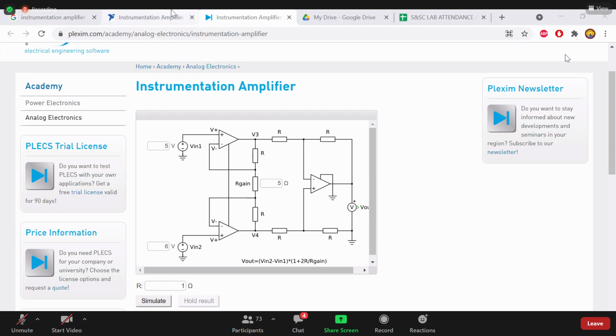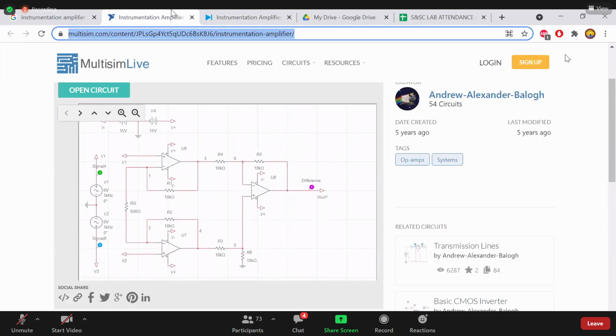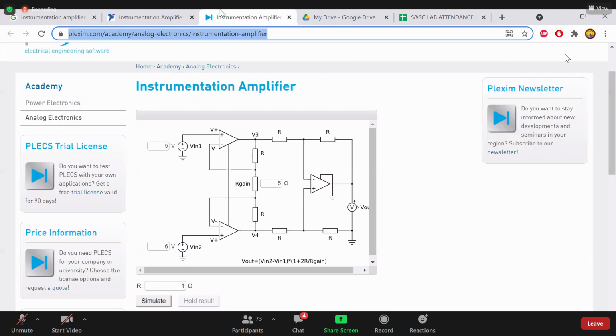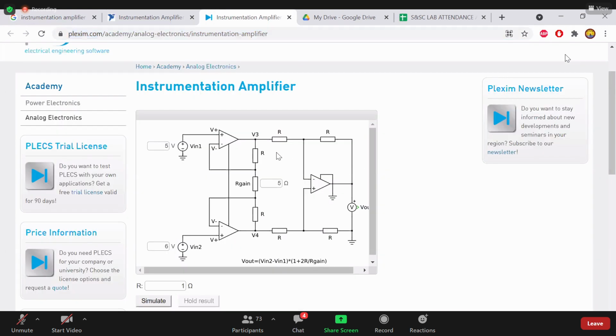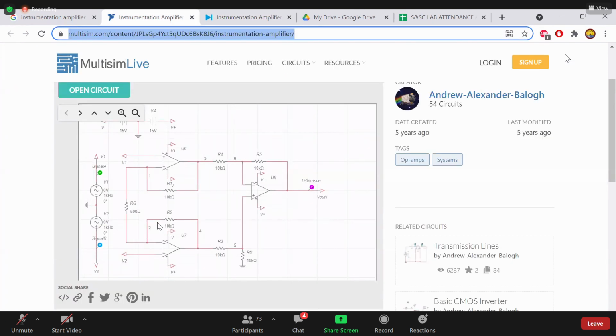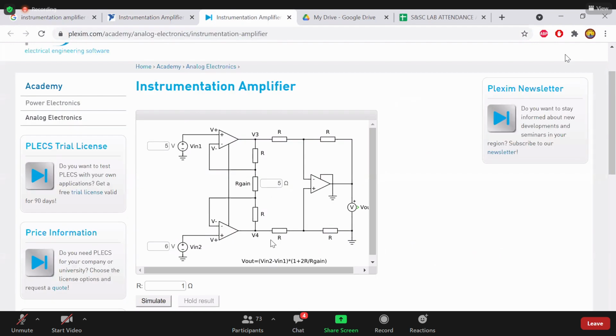So here resistors are represented with the symbol of the resistor, but here resistors are represented with rectangular blocks. And here the resistors R and RG have values, but they are different from this website.